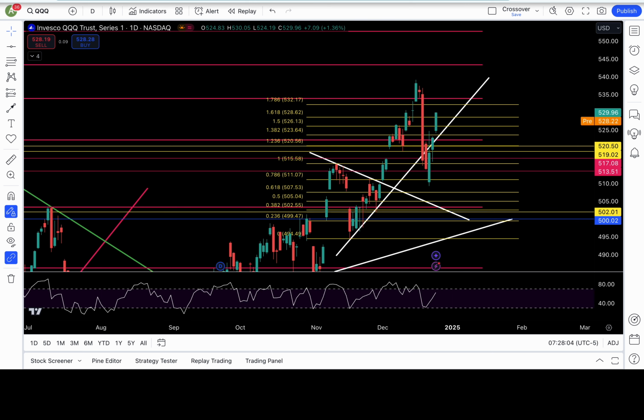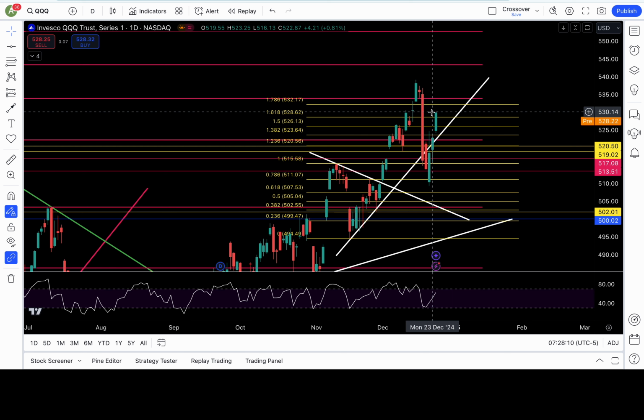Triple Q, beautiful bounce as well last week. But right now, we have a fib level at 528.6. If bulls can clear that level, 530, 532, and 534 will all be back in play. And above those levels, the all-time high was around 539-ish. We could go retest that, okay?